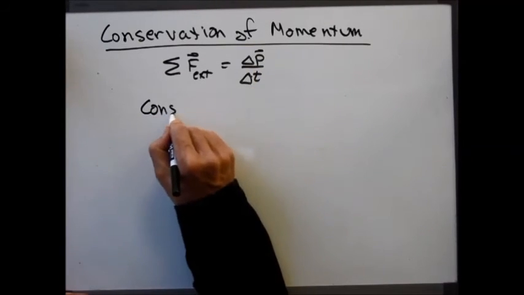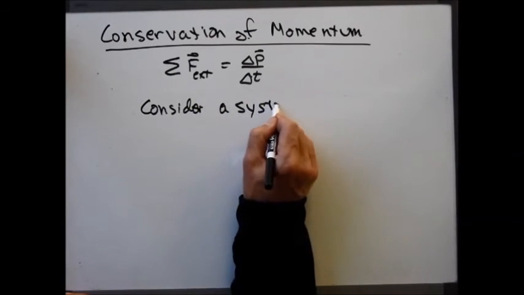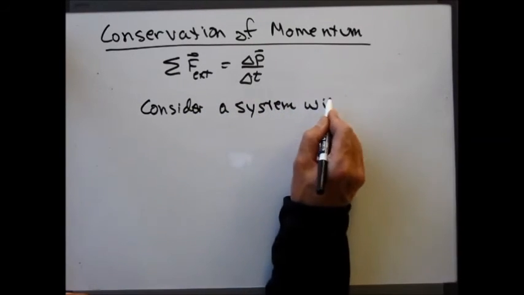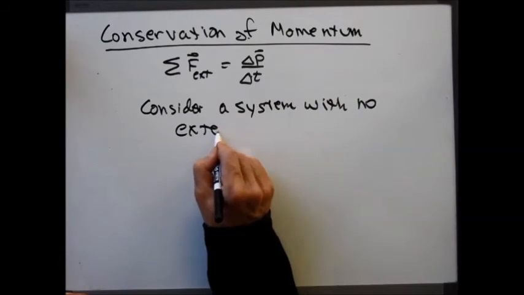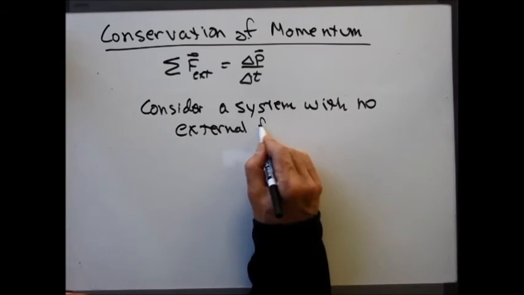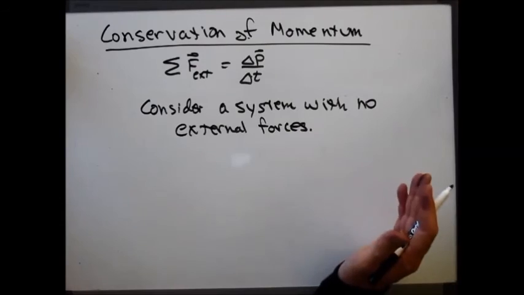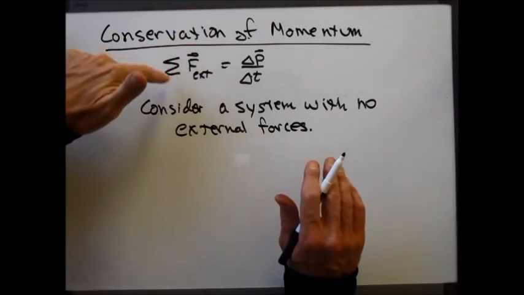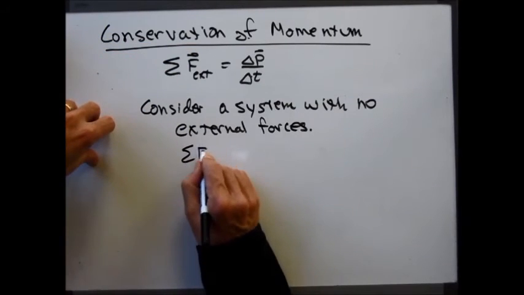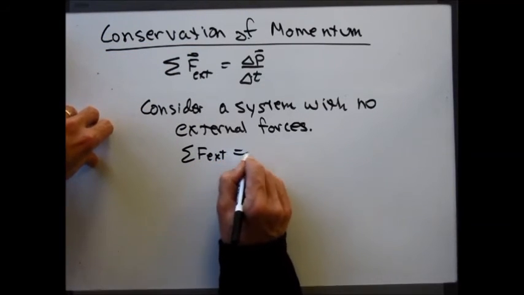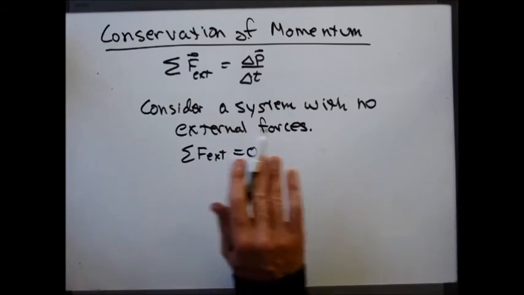Consider a system with no external forces, or at least one where the external forces are balanced so that the sum of the external forces is 0. So for example, we could consider two ice skaters skating on ice where it's frictionless.